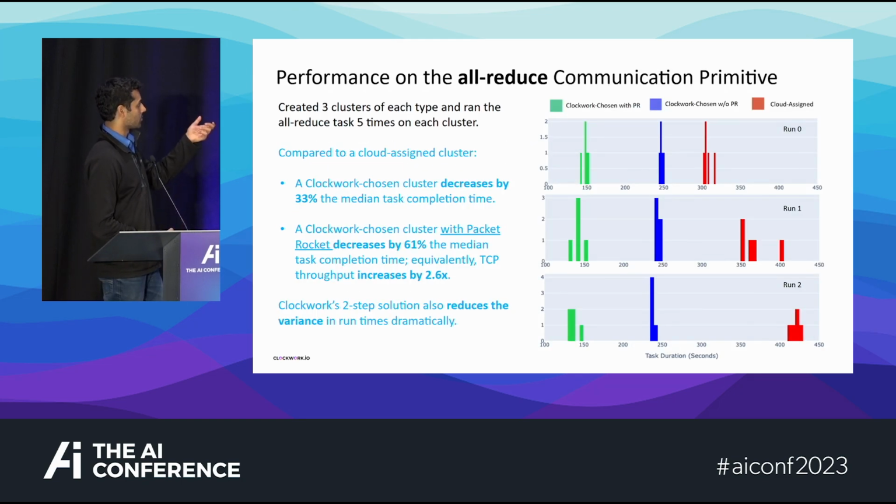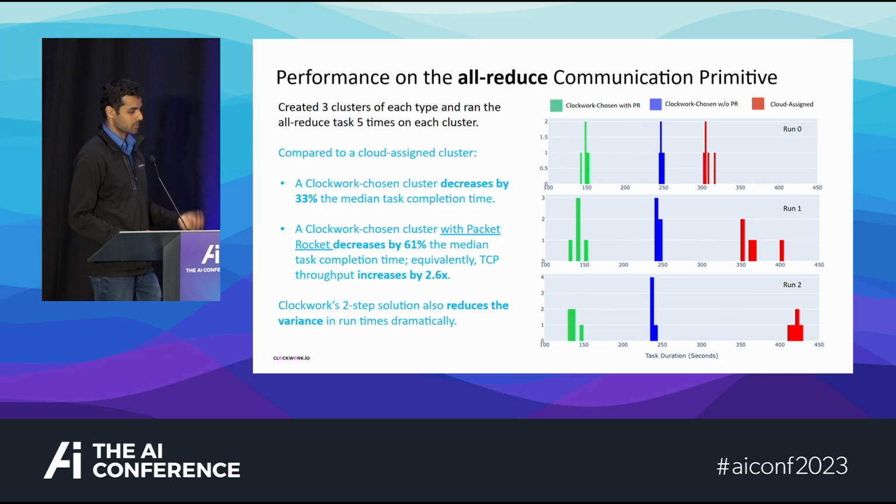So these are the results that we see. On a cloud-assigned cluster, which is the thing to the rightmost side of the slide, there's incredibly variable and high runtimes for the all-reduce communication primitive. You can see that across 3 runs, it can range from anywhere between 300 seconds to 425 seconds on this setup to do 100 iterations of this task that is a primitive in training. And simply choosing the VMs to avoid collocation already provides a substantial benefit, both in the task completion time and also in the variance of the runtimes.